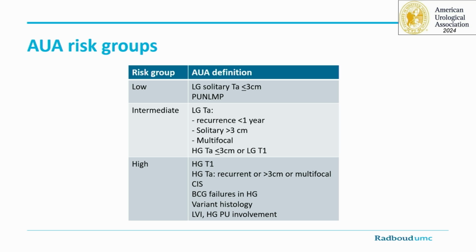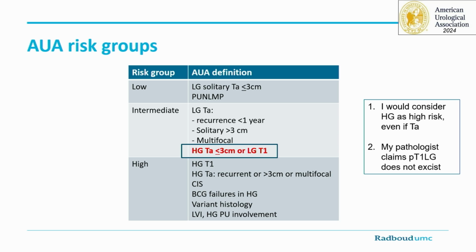And intermediate is a little bit the stuff in between. With one remark, let's say low-grade T1, my pathologist claims that doesn't exist. I tend to agree. And high-grade TA, small, is in the intermediate risk. And there was yesterday a very nice session, 2 presentations, one saying that high-grade TA is intermediate risk because it doesn't have a bad prognosis. The other presentation, also a large series, said high-grade TA was just as bad as high-grade T1. So I don't know what the answer is, maybe we can discuss that. But that's not in the European guideline. In the European guideline, all high-grade tumors are high risk.